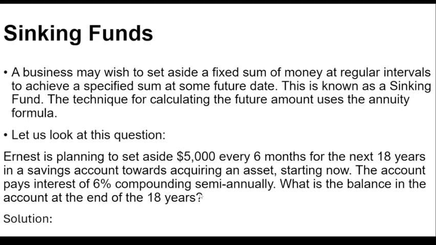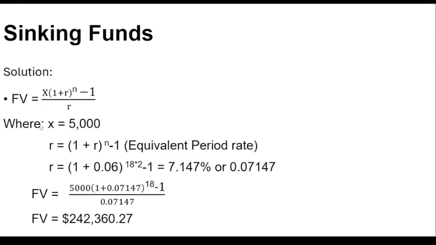So let's see what we've got. This is the solution here. The future value is equal to this, and this is the ordinary annuity formula. If it is the annuity due, we are going to multiply this particular thing here by 1 plus r.